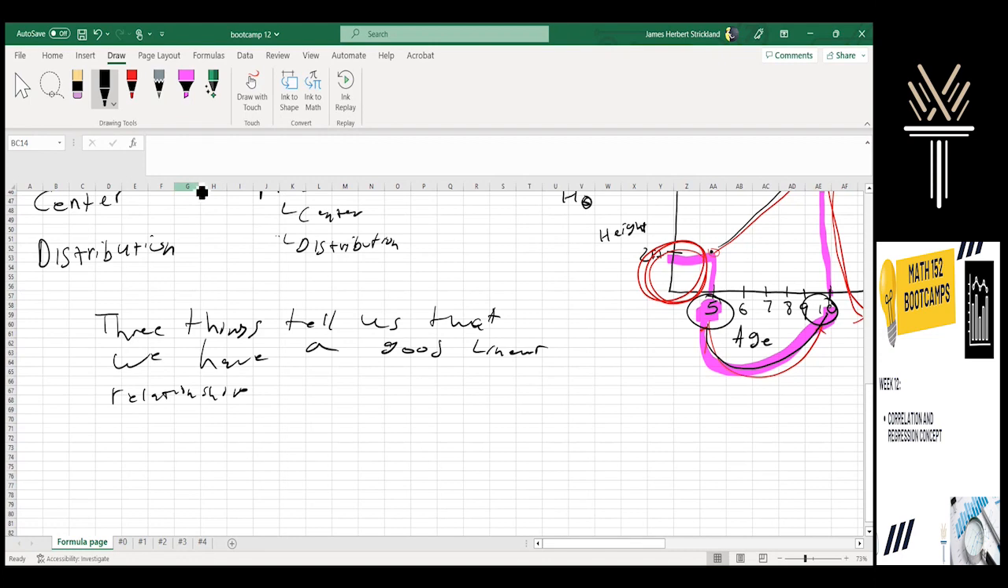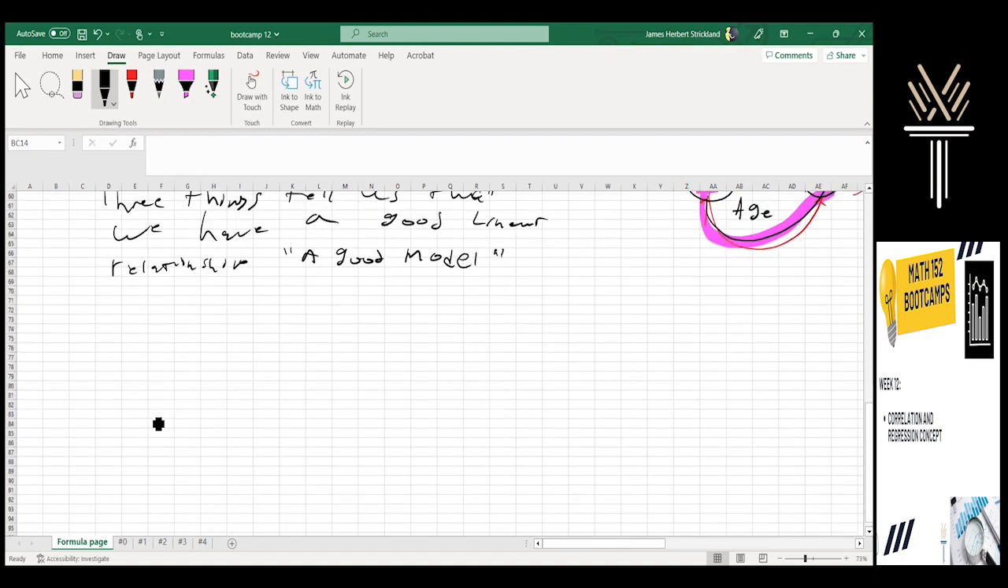And in general, when we say a good linear relationship, we're essentially saying that we have a good model. If someone asks, do you have a good model? This is what they're asking you: do you have a good linear relationship? Because we're going to assume for this class that we're talking about linear models, straight line models. And so what 3 things do we look at?